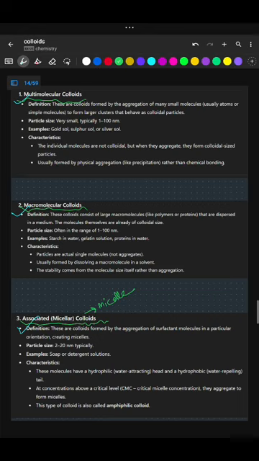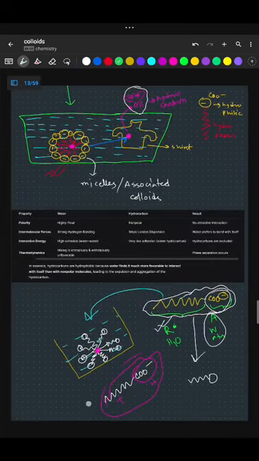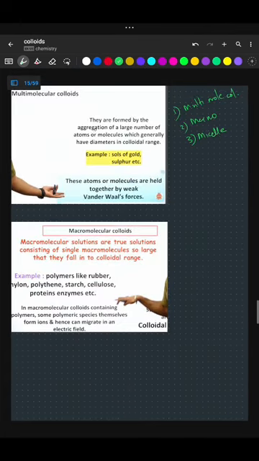And to remind you of what I have shown you, this kind of colloid is formed by the aggregation of small molecules or atoms. This is large molecules, and this is micelle again, what we have studied here, this mechanism. And multimolecular colloids are formed by the aggregation of a large number of atoms. And a macromolecular solution, a true solution, consists of a single macromolecule so large that it falls into the colloidal range.